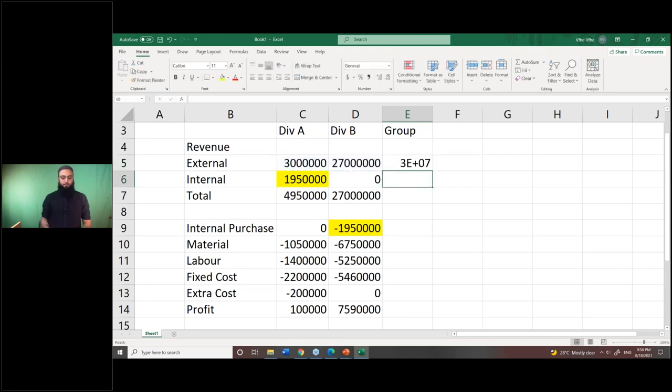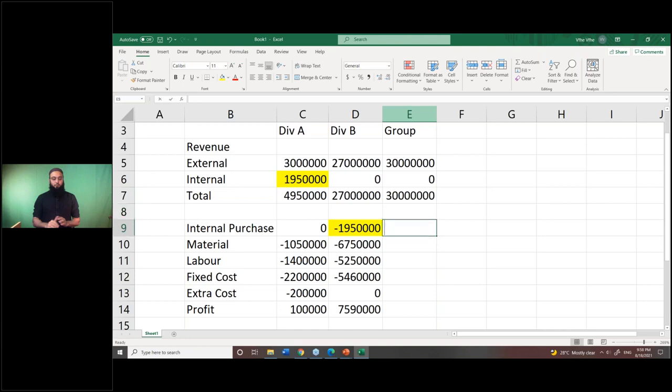Nothing will come here. So revenue done. Internal purchase, no. These will be cancelled out. We'll not take internal sales, we'll not take internal purchase, because at group, it's like the group is looking at the whole business. So for group, interdivisional business is no business.